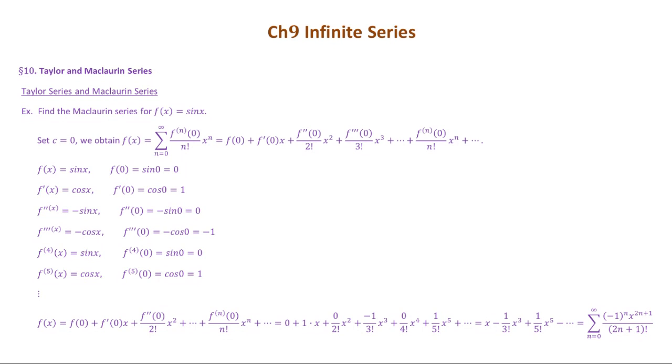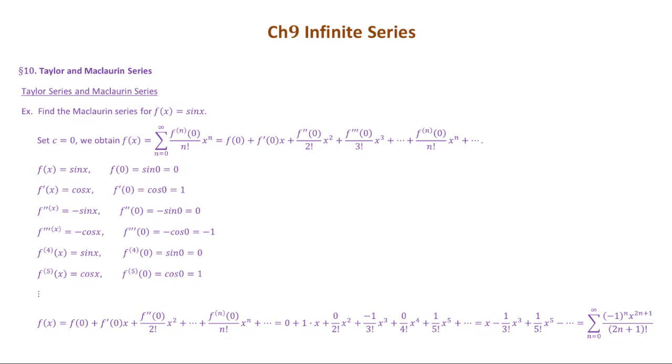And for the next term, you plug in n equal to 1, so you get negative 1 to the 1, so that's negative, times x to the 2 times 1 plus 1, which is just 3. So you get x cubed over 2 times 1 plus 1, which is just 3 factorial. So you get negative 1 over 3 factorial x cubed.